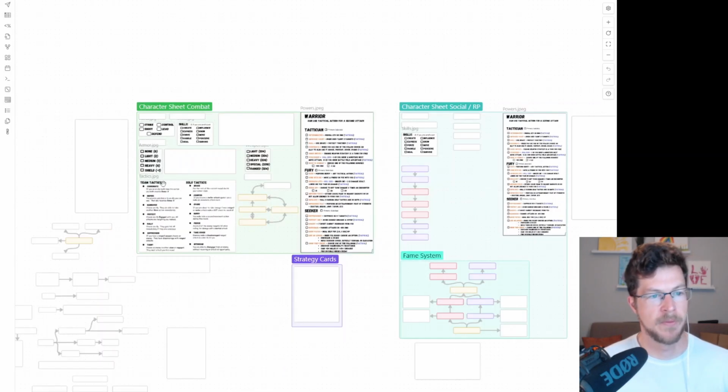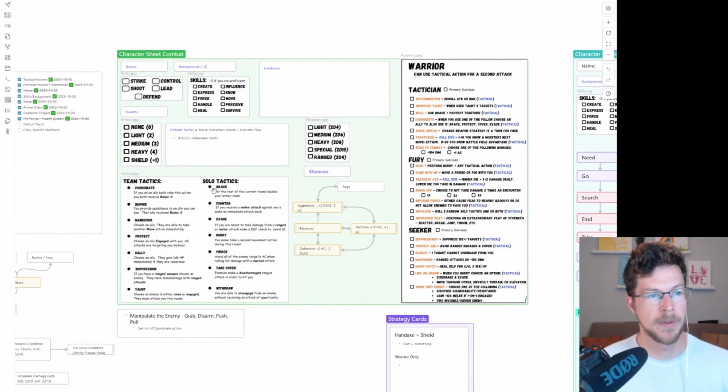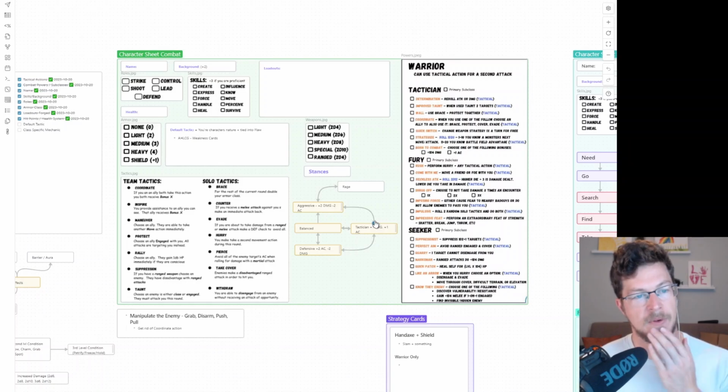So here's an example of a character sheet for the warrior that I was working on. There's a whole video about that. But in essence, on your turn, you're going to be doing your main action, you get a move, and then you get a tactical action. But you also have this quote-unquote mini game that exists for each of the different classes. So this is the mini game for the warrior. It's a stances mini game, right?